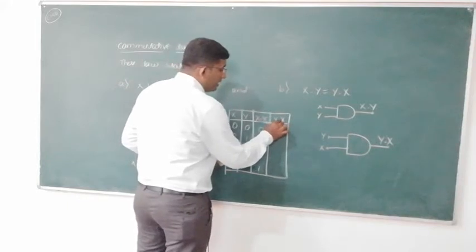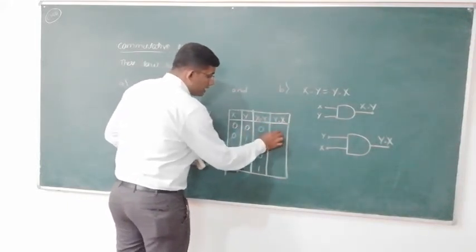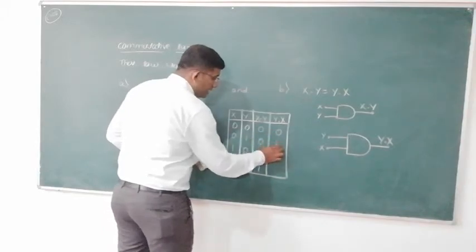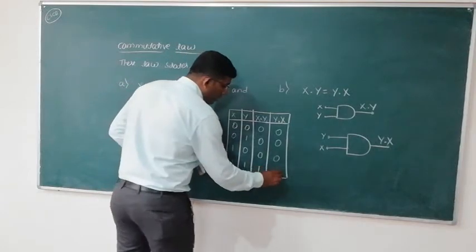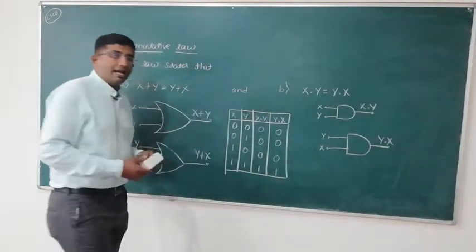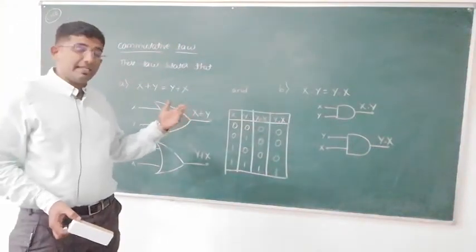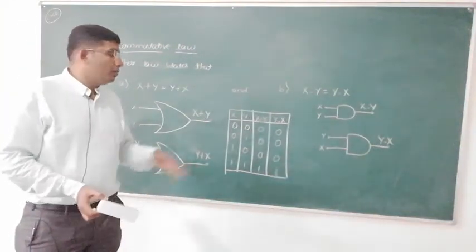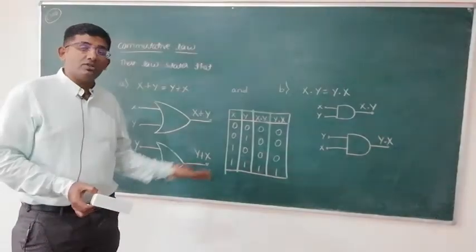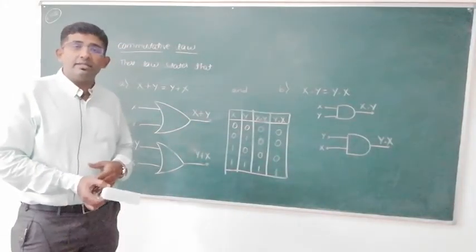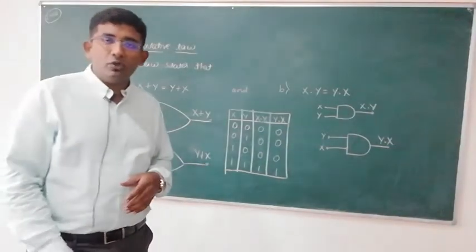Now, if I am considering the first input as y and the second input as x: 0 into 0 is 0, 1 into 0 is 0, 0 into 1 is 0, 1 into 1 is 1. Hence, both the columns are identical. That is, x dot y and y dot x, both the columns are identical. So, you can write either x dot y or y dot x in any of the Boolean expressions which we are going to consider in the future classes.